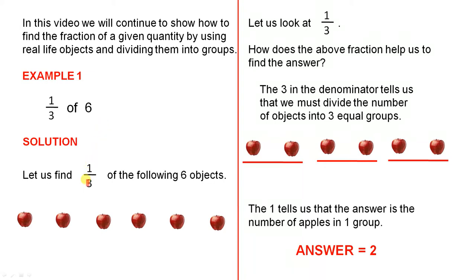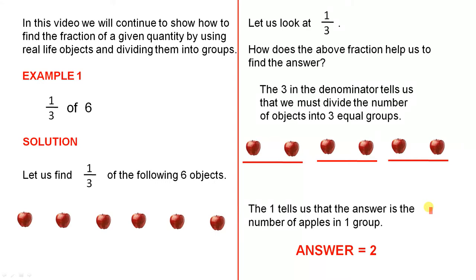So the solution: let us find 1/3 of the following 6 objects. So there's 6 apples. Let us look at 1/3. How does the above fraction help us to find the answer? The 3 in the denominator tells us that we must divide the number of objects into 3 equal groups. So we just basically share them out into 3 equal groups. So there's group 1, group 2 and group 3. They're all equal because they have 2 apples in each.